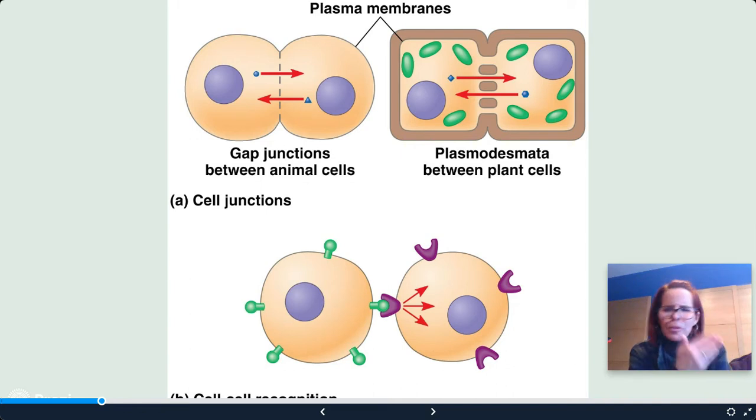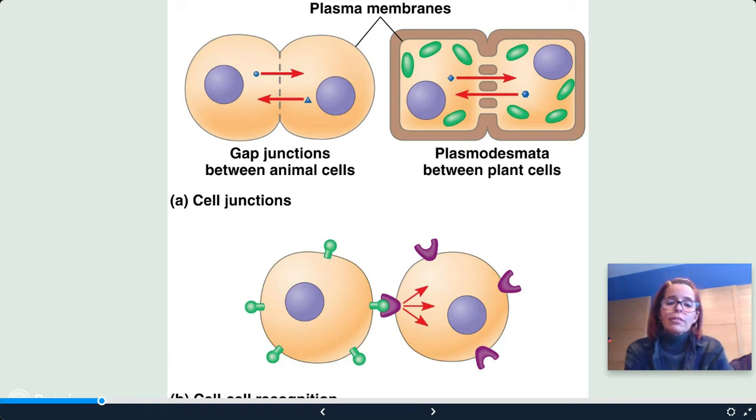So sometimes, as we learned way back in our cell unit, some cells are actually joined together. Their cytoplasm is shared, and so they can send signals between holes in the membrane, and it goes right from one cytoplasm to the next. These are the gap junctions in animal cells and the plasmodesmata in plant cells.